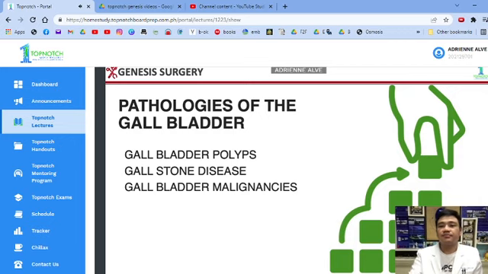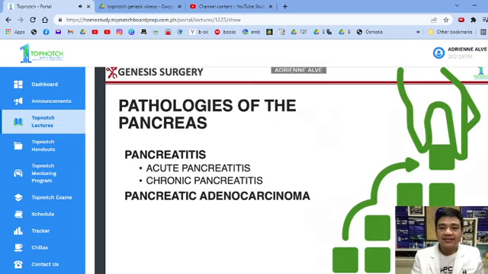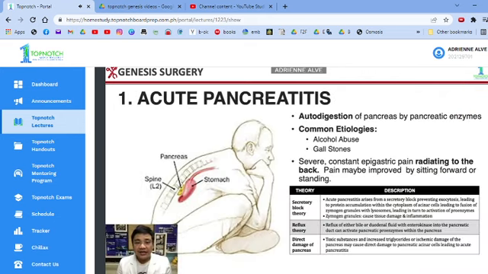That's three already. So we're moving on to the pancreas. With the pancreas, we only have three conditions here: pancreatitis, be it acute or chronic, and then pancreatic adenocarcinoma. For acute pancreatitis, the pathophysiology is autodigestion of the pancreas by the pancreatic enzymes. It is commonly associated with alcohol abuse and gallstone disease.